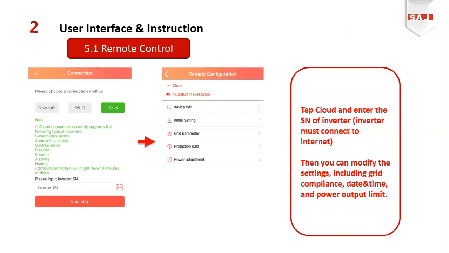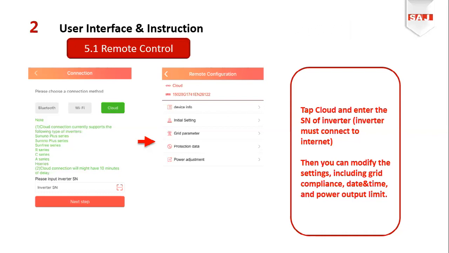For the grid parameters, you can adjust the protection values, like over voltage protection and over frequency protection, something like this. If the inverter has an alarm like a high voltage alarm or a high frequency alarm, or below, then you can help to adjust the protection value here remotely.